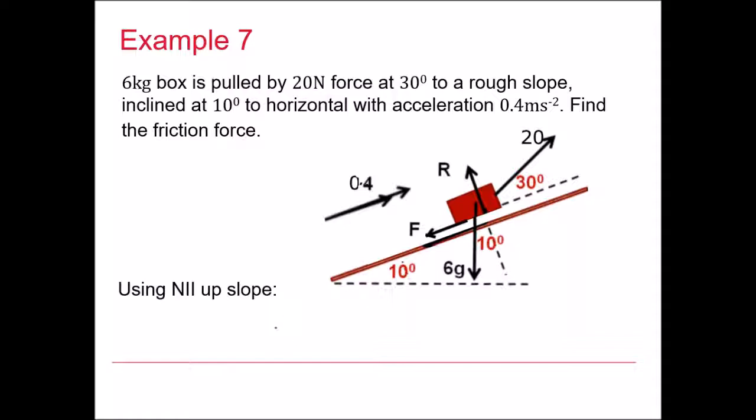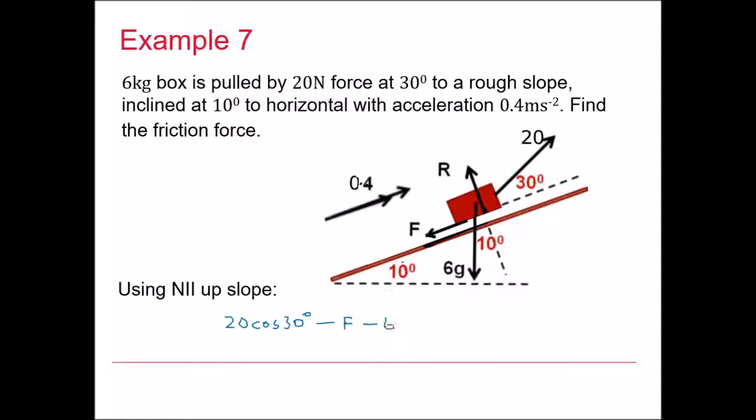So if we resolve on the slope, taking positive as uphill and going around the diagram as before, you've got a 20, which is at an angle of 30 degrees to the direction that you want, so it will be 20 cos 30. Again, if that's not obvious, draw a right angled triangle and look at the trig analysis. The R doesn't contribute because it's got no component perpendicular to itself. The F is in the opposite direction, and there'll also be a contribution from the 6g, not to be forgotten.